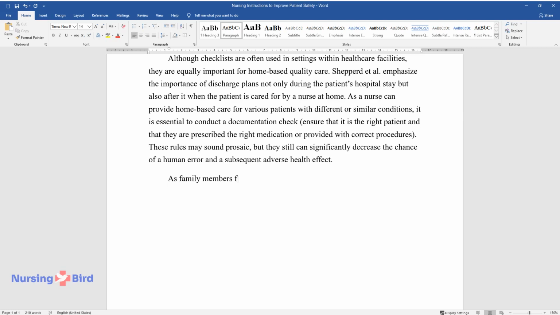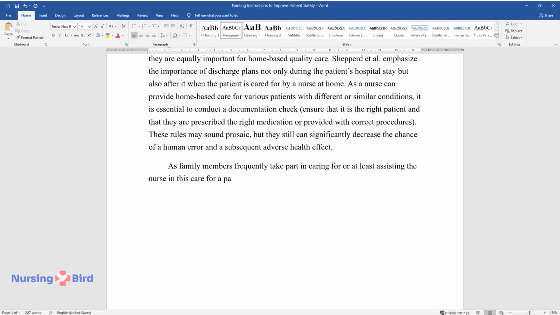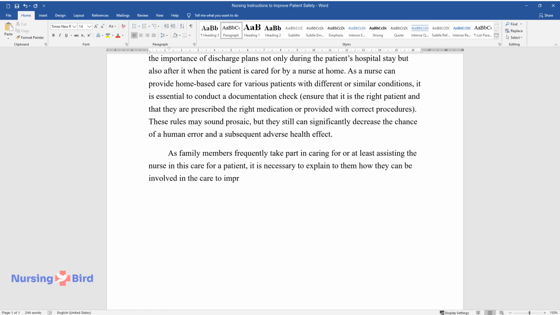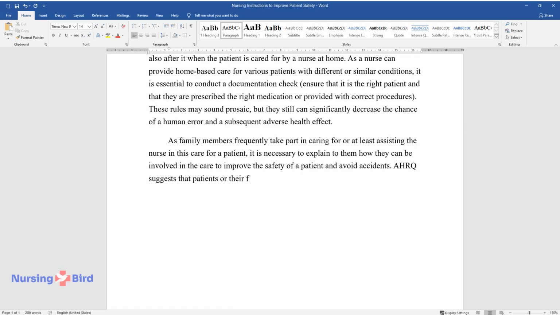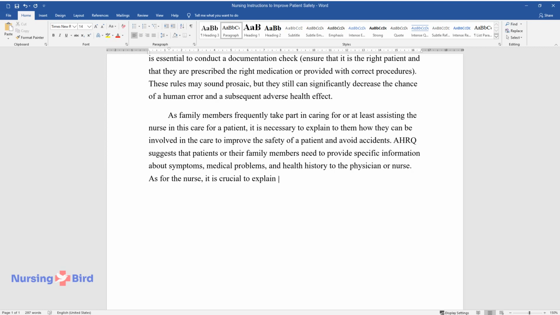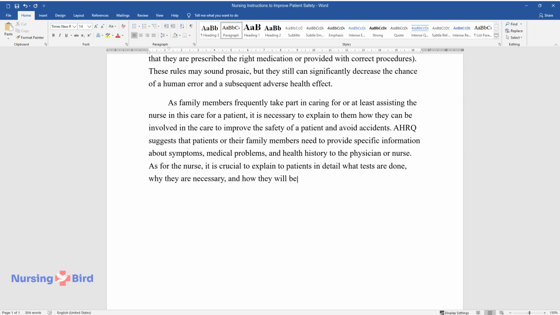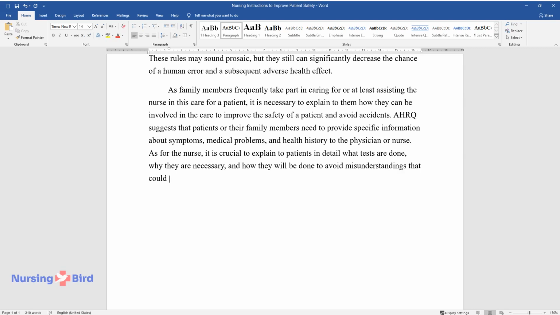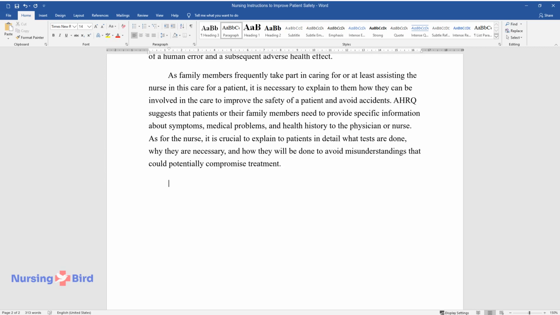As family members frequently take part in caring for, or at least assisting the nurse in caring for, a patient, it is necessary to explain to them how they can be involved in the care to improve the safety of a patient and avoid accidents. AHRQ suggests that patients or their family members need to provide specific information about symptoms, medical problems, and health history to the physician or nurse. As for the nurse, it is crucial to explain to patients in detail what tests are done, why they are necessary, and how they will be done to avoid misunderstandings that could potentially compromise treatment.